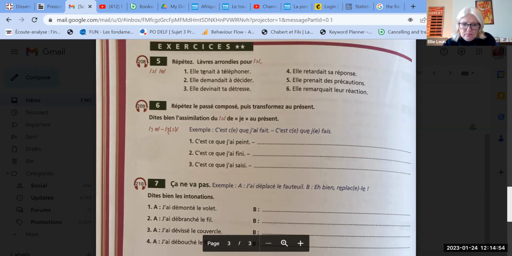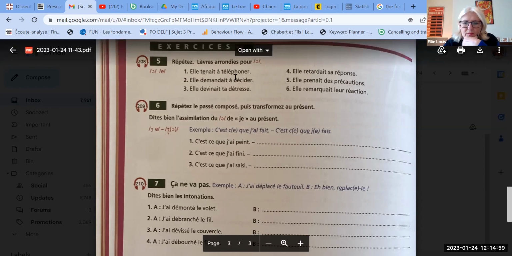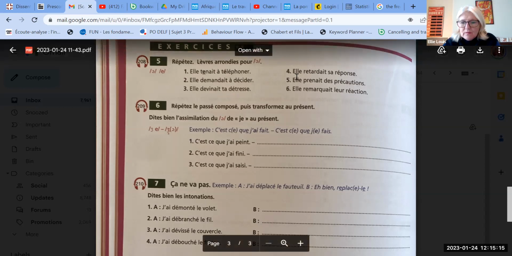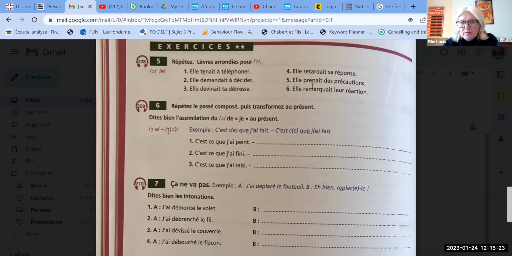Exercice 5. 1, Elle tenait à téléphoner. 2, Elle demandait à décider. 3, Elle devinait ta détresse. 4, Elle retardait sa réponse. 5, Elle prenait des précautions. 6, Elle remarquait leur réaction.